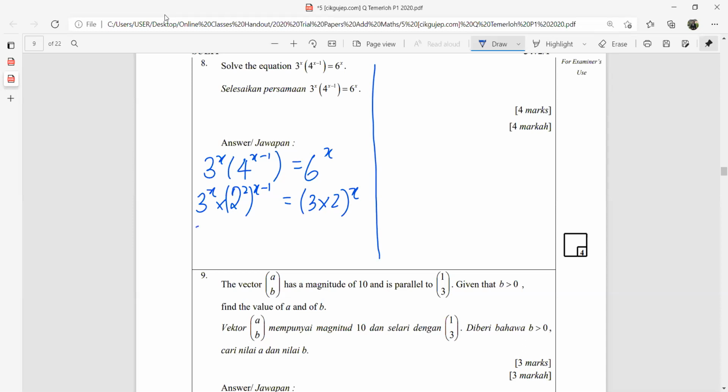You see this one, 2 power 2x, then minus 2. This one you can split into 3 power x, 2 power x. Some more, wow, like that also can. Sometimes when you practice, you may see something like one divided by 2 power 2.